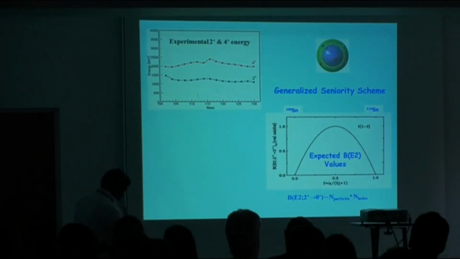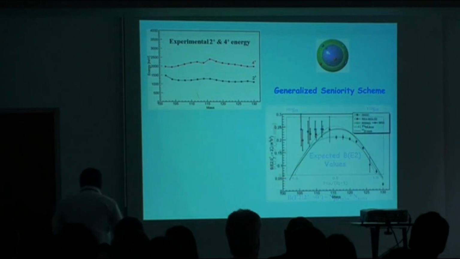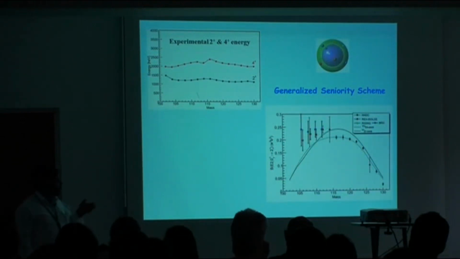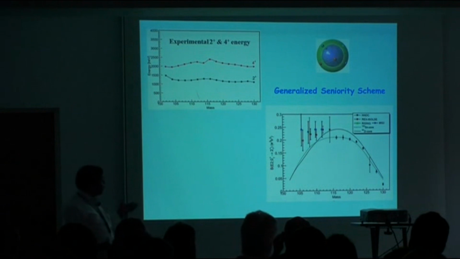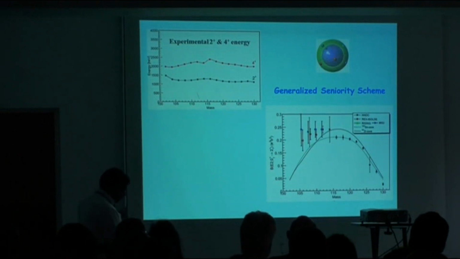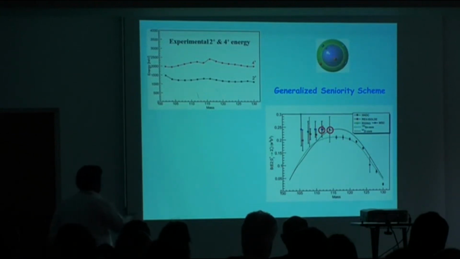Around 116 tin. Now here is the experimental data before we performed our experiments. The two nuclei of our interest are 114 and 120. These are the last two stable isotopes in this tin range.